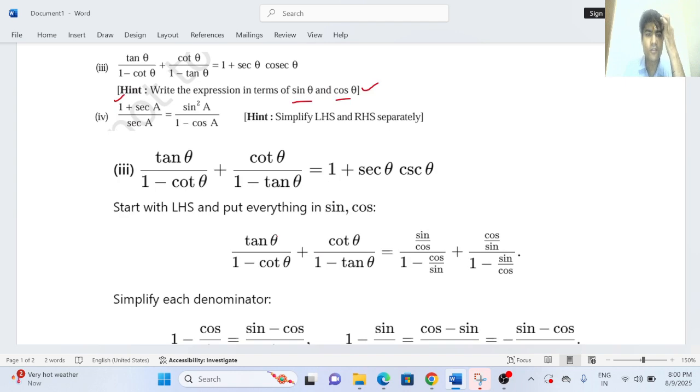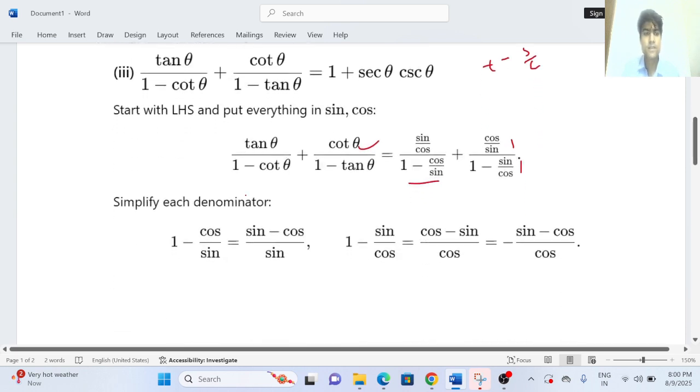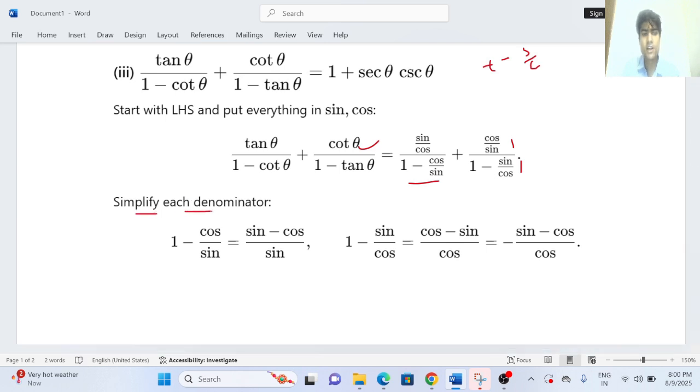On the left hand side we have tan and cot, so we will convert them into sine and cos. We know that tan is equivalent to sine by cos, and cot is the reverse of tan, so it is cos by sine, and similarly here as well. Now the denominators need to be solved, so we will solve each denominator one by one. We are simplifying each denominator.